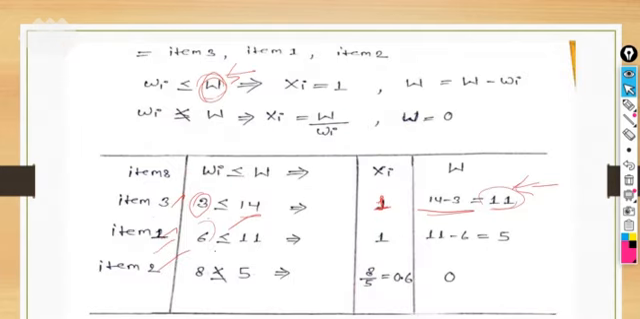So is 6 less than 11 or not? Yes, it is less than 11. Then also you can take the complete item 1 here. So 1 indicates you can take the complete item. After subtracting 11 minus 6, how much space is left in the knapsack? 5 kg of space is left. Item 2 has weight 8, and 5 is the total size of the knapsack that is available. So 8 is not less than 5, and that condition becomes false.